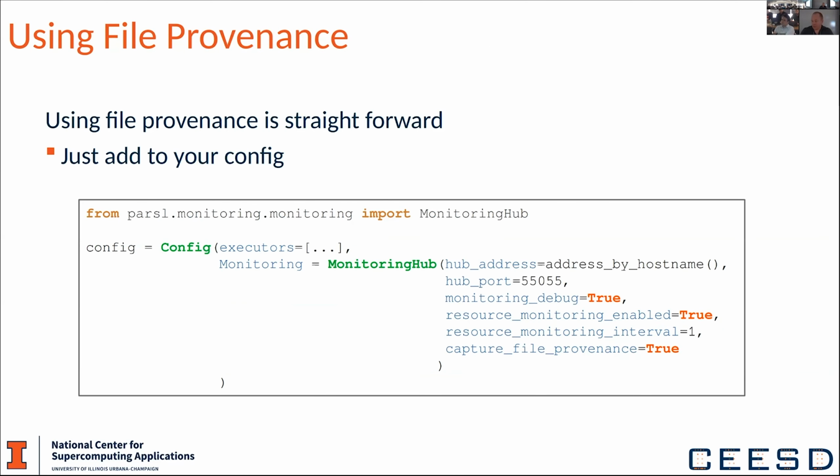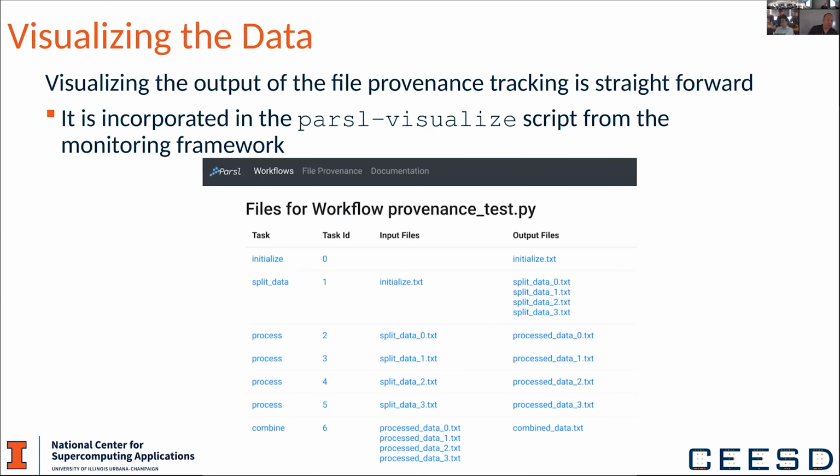And to enable the file provenance tracking, you just need to add the monitoring configuration to your config. And really, the only option required is to set capture file provenance to true. Most of the others with their default values will work fine. And you can let it run, and then you can pull up parsl-visualize.